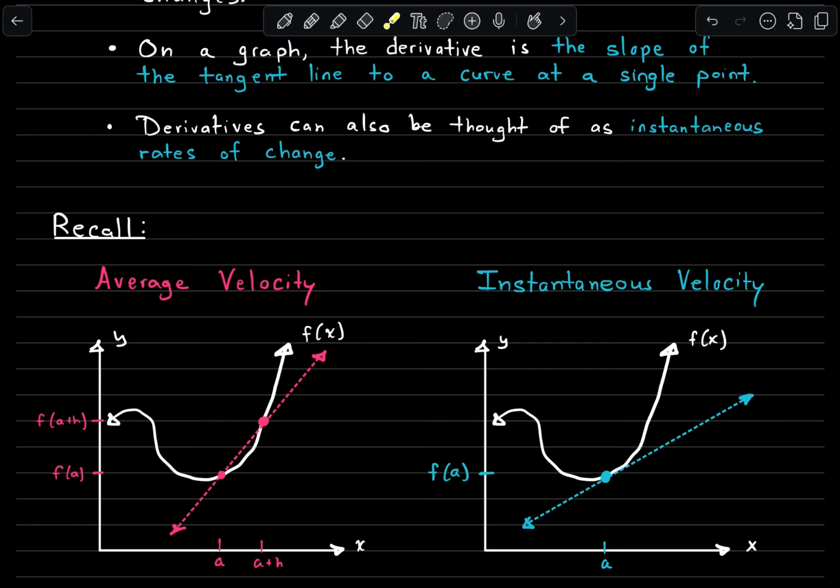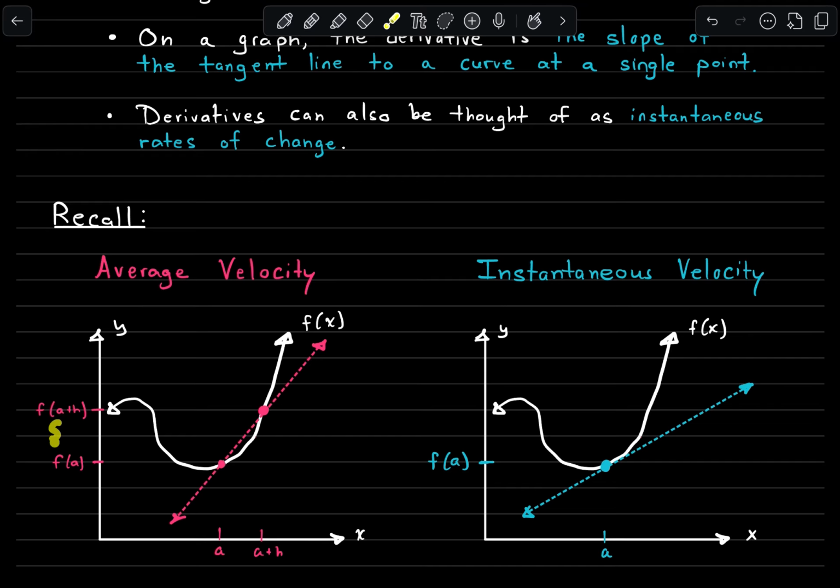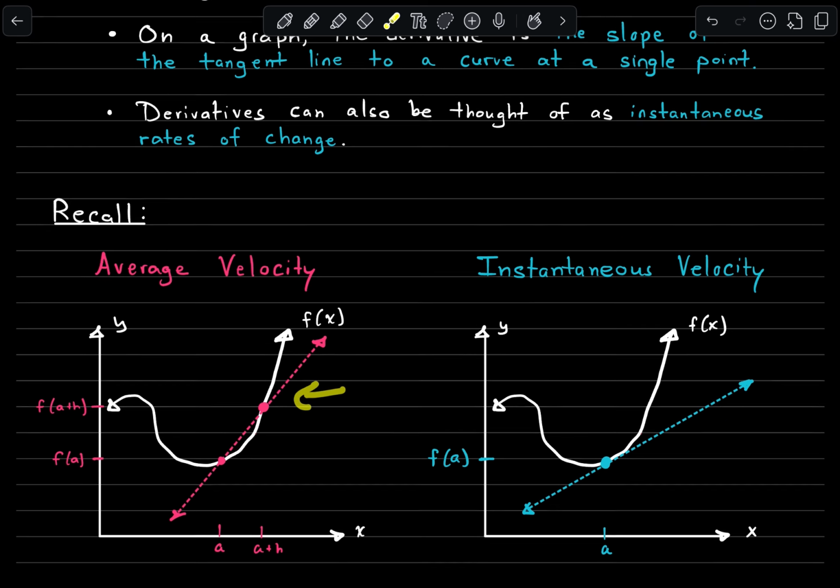And if we were to look at plots of these, the average velocity on, say, a position function was calculated using two different points in time. So at time point A, you would look at where the object is. At time point A plus h, you would look at where the object has traveled to, and you would calculate the change between these 2 points, and that would be your average velocity, the slope of this line.